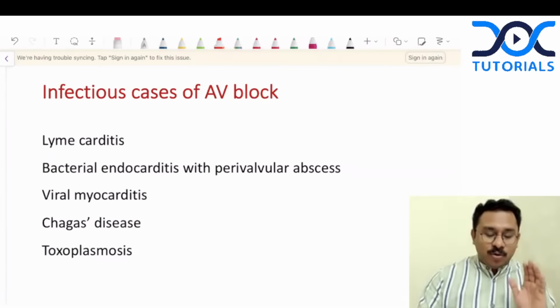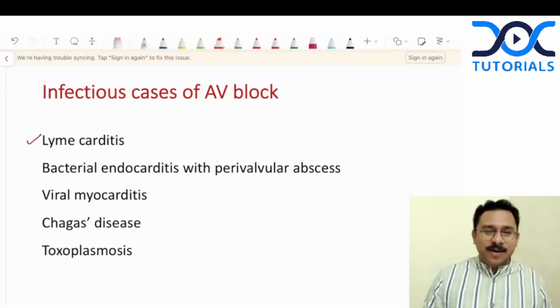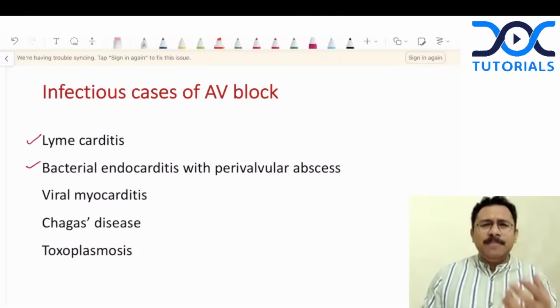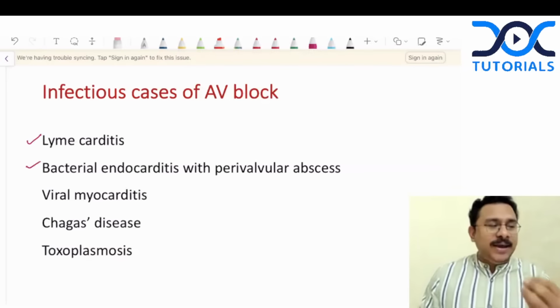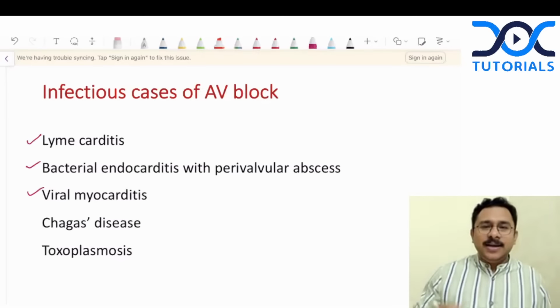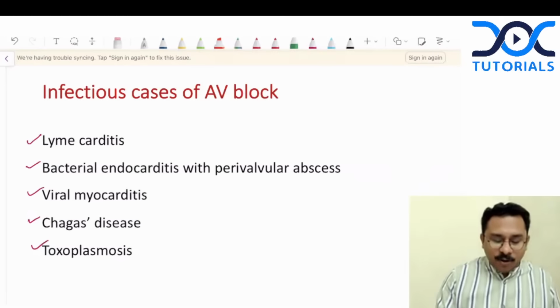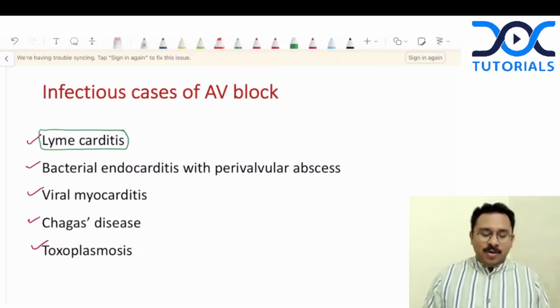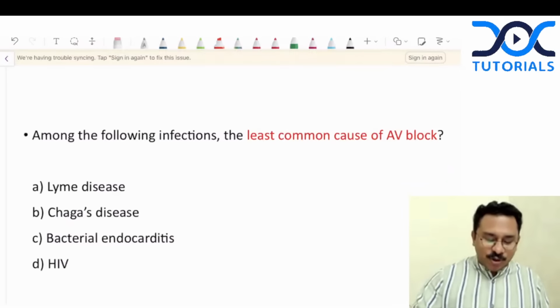Number one and most important expected question, Lyme carditis. Second, bacterial endocarditis, not just any bacterial endocarditis, a complicated bacterial endocarditis with a perivalvular abscess. Number three, viral myocarditis. Number four, Chagas disease. And number five, toxoplasmosis. But the point I want all my dear students to remember is about Lyme carditis. And what about the options? Lyme, Chagas, bacterial endocarditis. So what is going to be the answer?